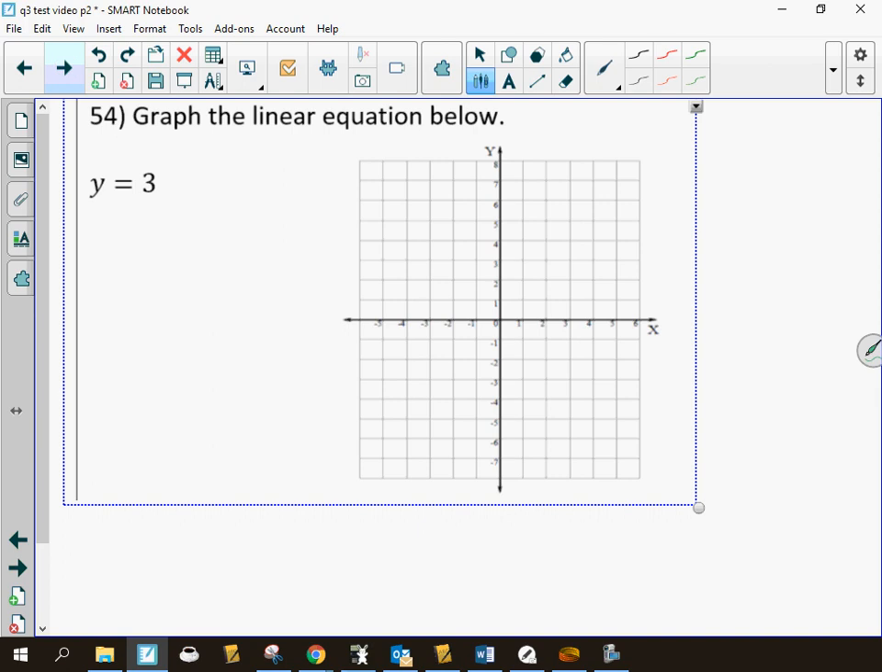Graph the equation y equals 3. Well, if it's y equals 3, it's just a horizontal line through 3.